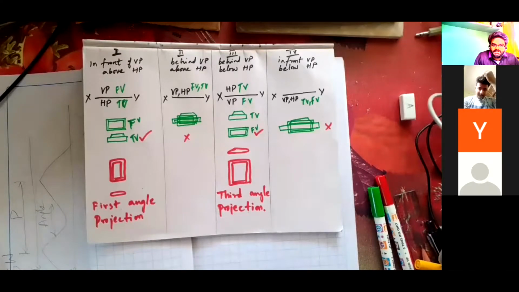Yes, Eunice, anything important? Have you understood? Eunice, yes, sir. Have you understood all the four quadrants? No, sir. First one, not.